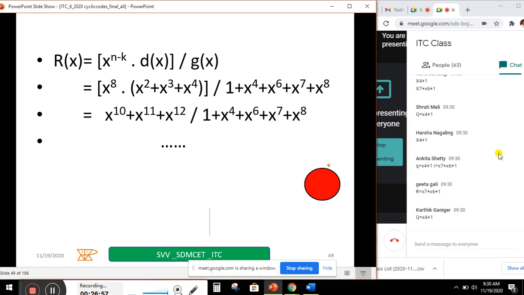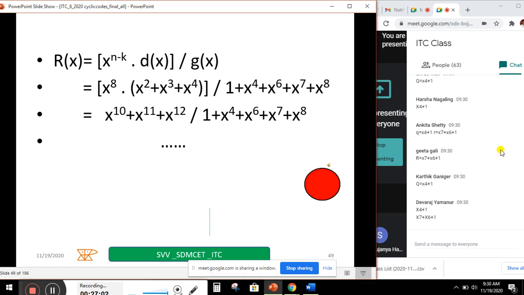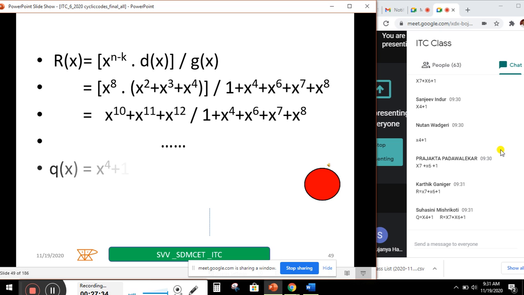Karthik Gangir, x4 plus 1. Devaraj got x4 plus 1. Sanjeev Indur got it. Nutan Vadgeri got x4 plus 1. Good. Prajakta, x raised to 7, 6, 1. Okay. Karthik Gangir got the same answer. Let us go to the next. Suhasini Mishri Koti got the same answer.